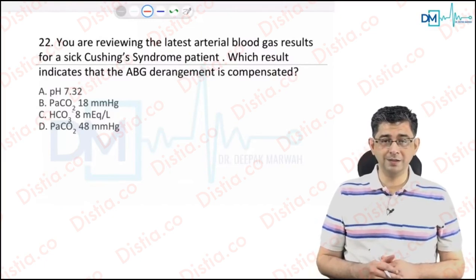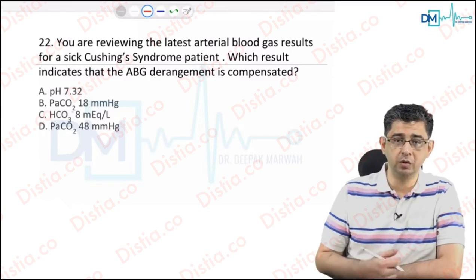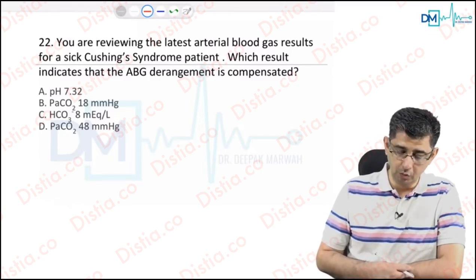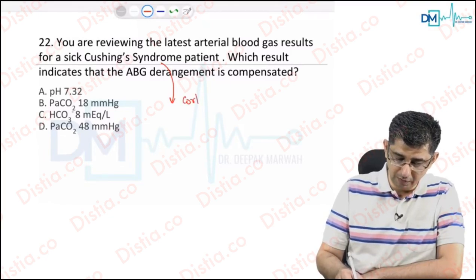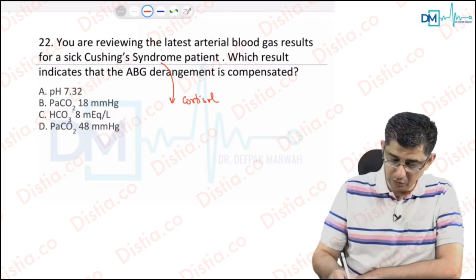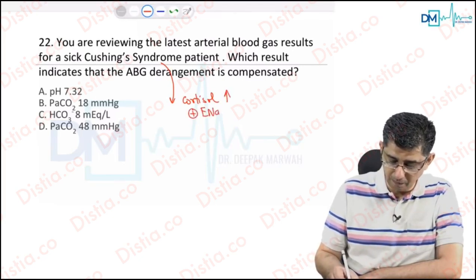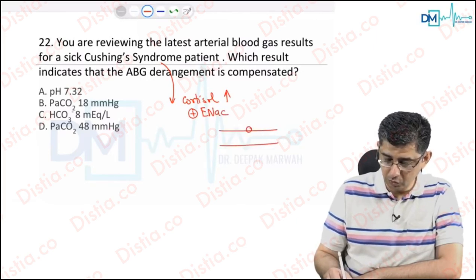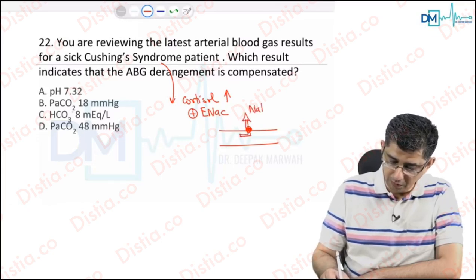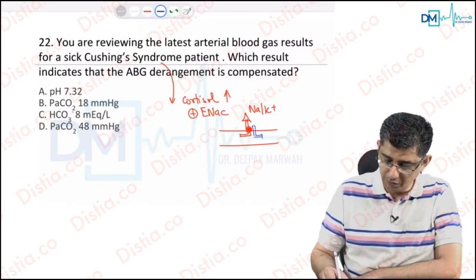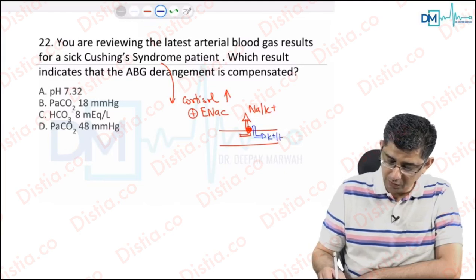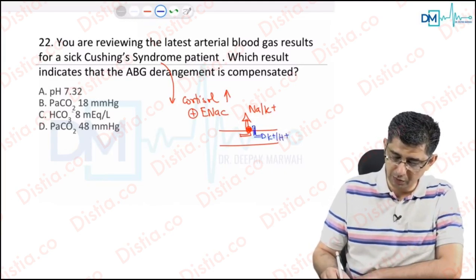You are reviewing the latest ABG report from a sick Cushing syndrome patient. In Cushing syndrome, you should be aware of the fact that cortisol is elevated, and elevated cortisol will contribute to stimulation of the epithelial sodium channel, which will contribute to more sodium and water coming in. But at the same time, in the patient, there will be a corresponding loss of potassium and hydrogen. So hypokalemic alkalosis could be developing in this particular patient.